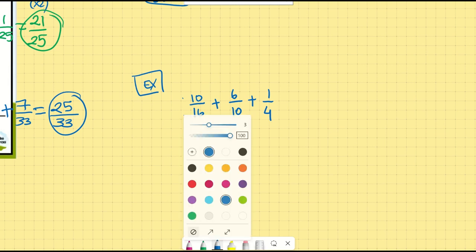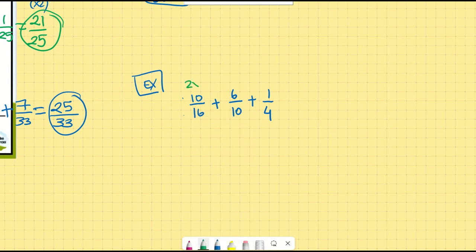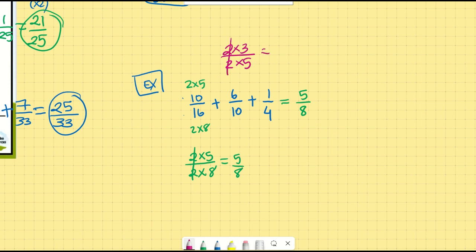If I want to write this 10, I can write 2 times 5. And this one 2 times 8. So the first one will be 2 times 5 over 2 times 8, and then the 2's are gone: 5 over 8. So the first one, I changed it already, 5 over 8. Then the second one is the same thing. I write 2 times 3 for 6 and 2 times 5 for 10. Then these 2's are gone. My answer is 3 over 5, so the second number is 3 over 5.